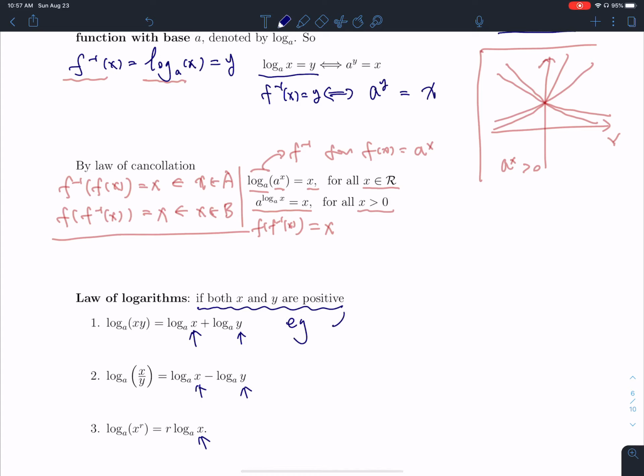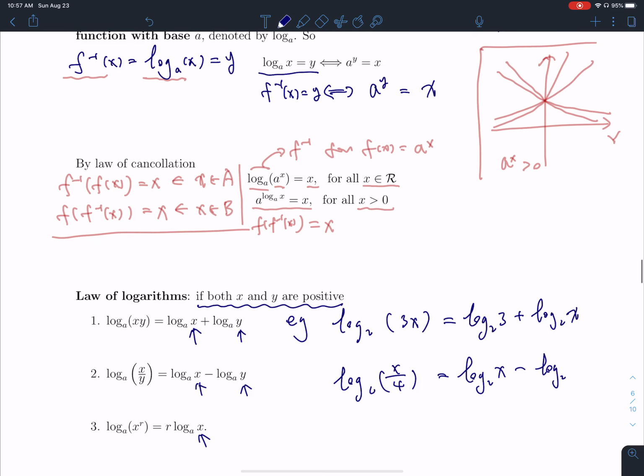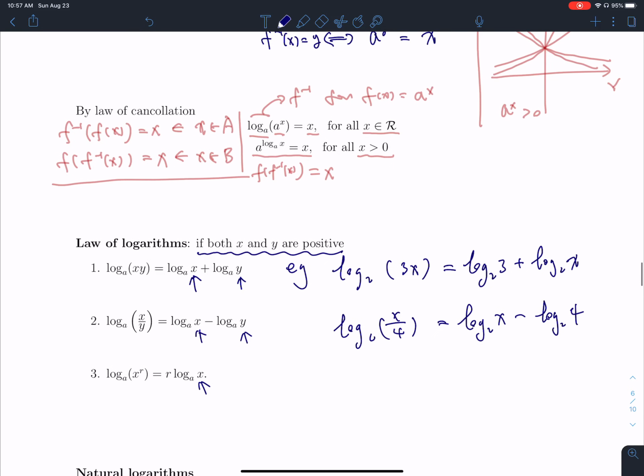So for example, log base 2 of 3x equals what? It equals log base 2 of 3 plus log base 2 of x. All right, and then similarly, log base 2 of x over 4, what does this equal? This is log base 2 of x minus log base 2 of 4. And here, this is an interesting one. x to the power 1/2, what does this equal?